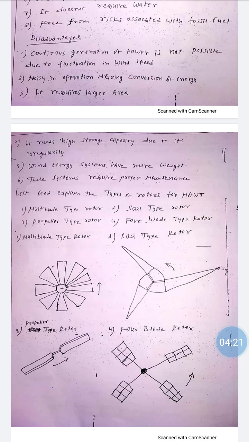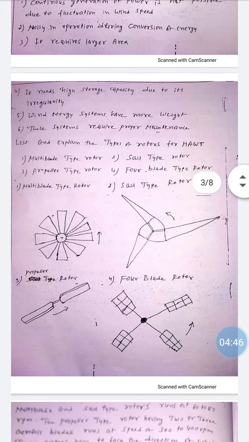List and explain the types of rotors for HAWT. Multi-blade type rotor, sail type rotor, propeller type rotor, four blade type rotor. So this is the multi-blade type rotor, first one. Second is the sail type rotor, third one is the propeller type rotor, and fourth one is the four blade rotor.